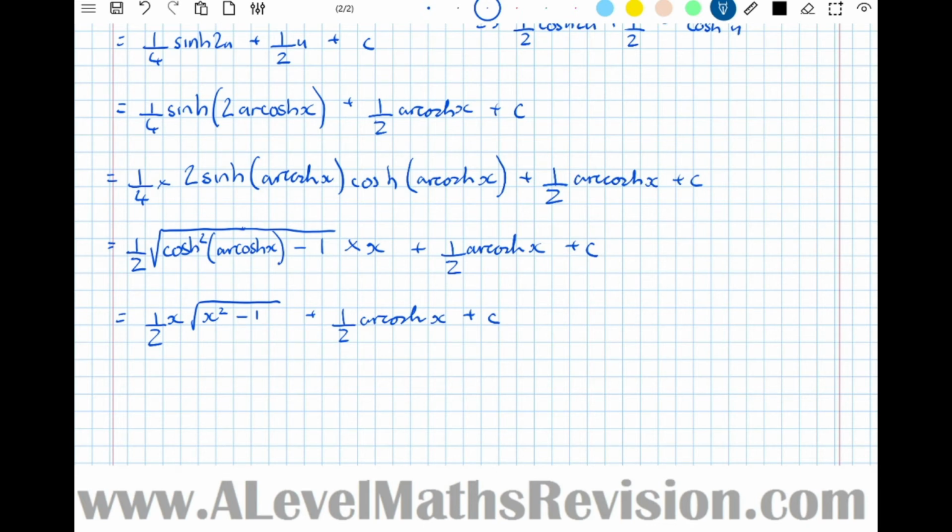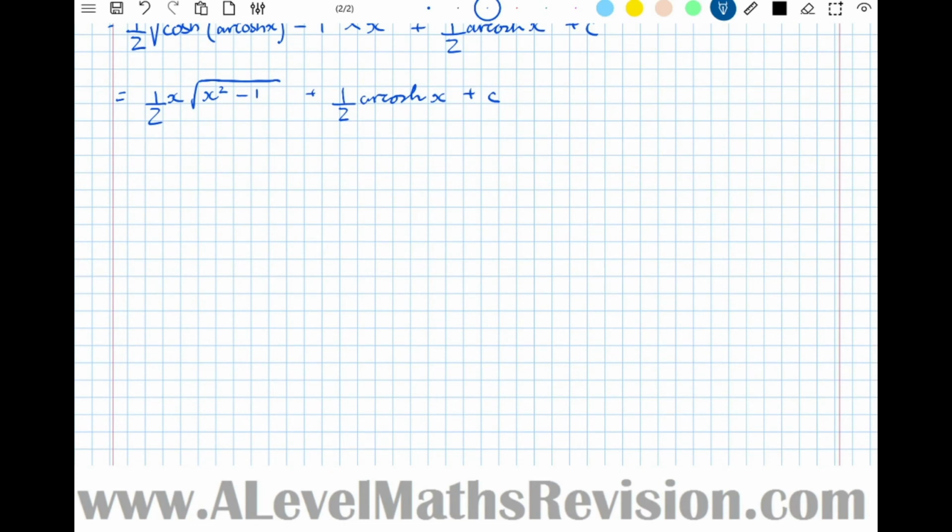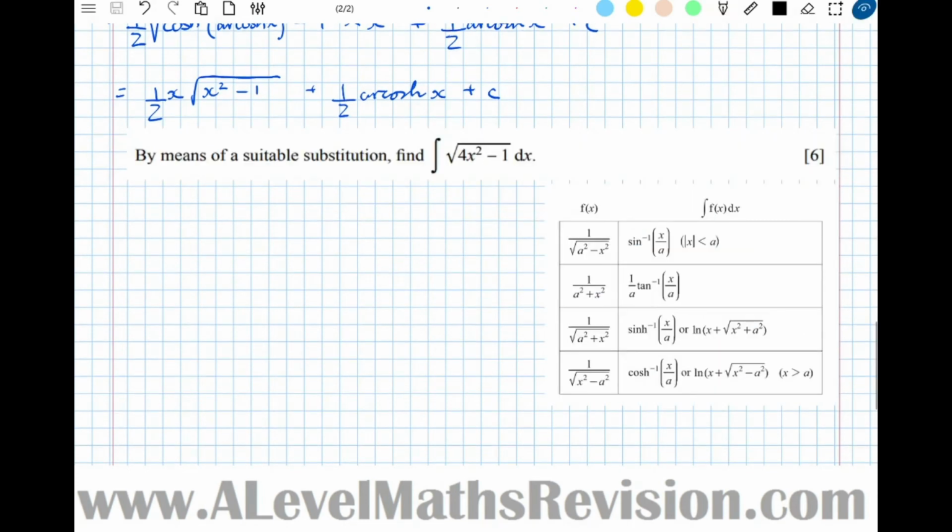But I really don't want to leave it there, because this is quite a complicated concept. I'm going to do one more example. So looking at this example, it says by means of a suitable substitution, find the integral of the square root of 4x squared minus 1 dx. Well, the one here that most closely matches that is this one here, because we've got a variable squared, take a number squared under a square root, and the answer is arcosh.